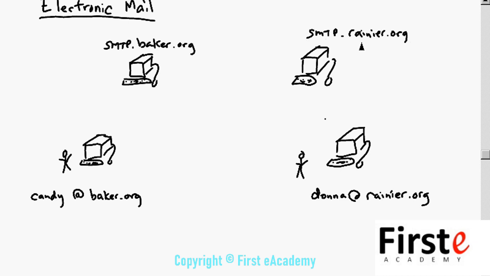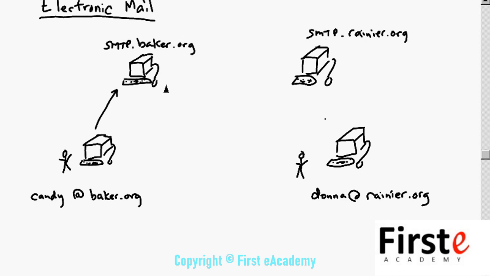So what happens when Candy wants to send a message to Donna over here at Rainier.org? Well, Candy is going to use her favorite mail user agent and compose the message. She's going to say to Donna at Rainier.org, hi, how's it going, blah, blah, blah. So she's going to send the message. Then where does that message go? Well, that message travels to her local mail server at smtp.baker.org.